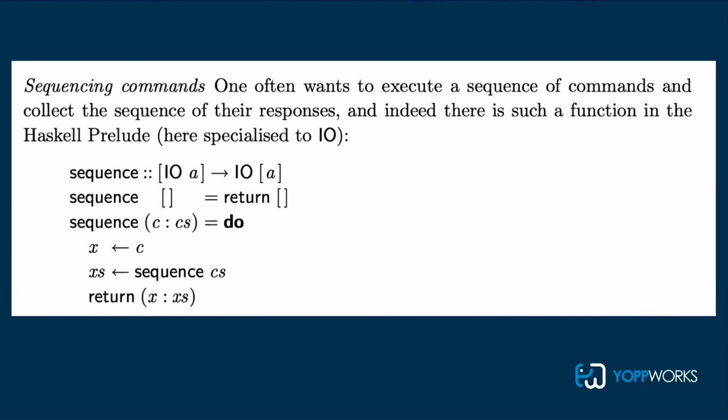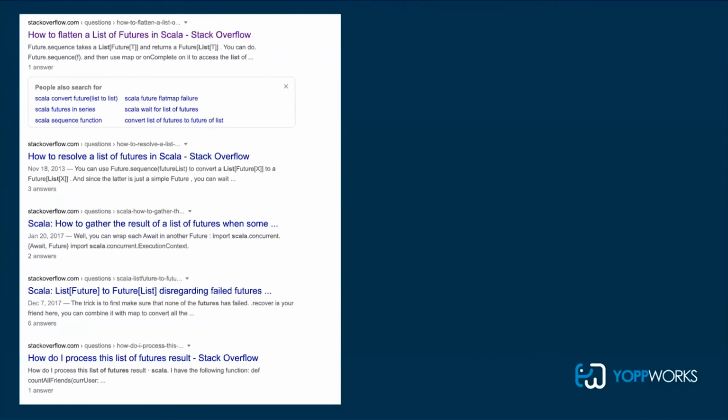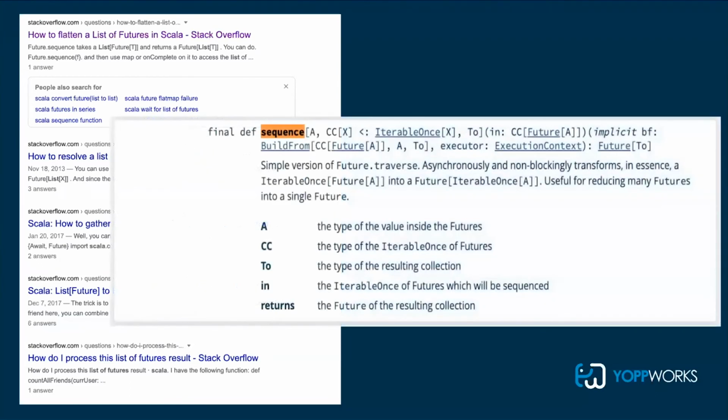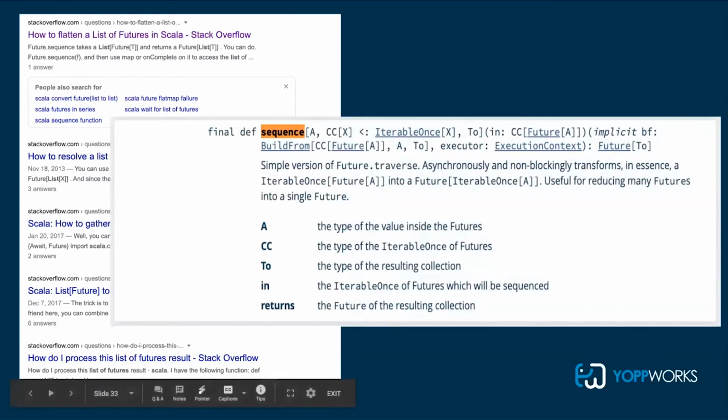So this is actually a very useful thing to do, and is actually quite common in Scala for people to ask, I have a list of futures, how do I get a future list, right? And it's exactly the same question, just with IO instead of future. And the answer in Scala is that we have future sequence. It's in the standard library, and it does exactly what we're going to be talking about.